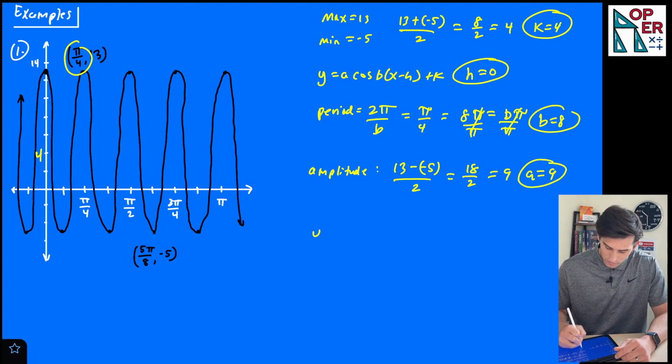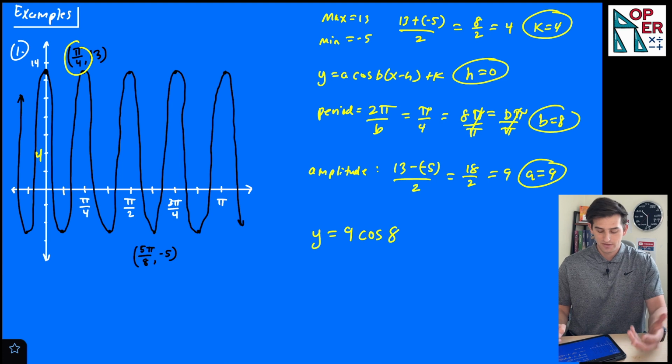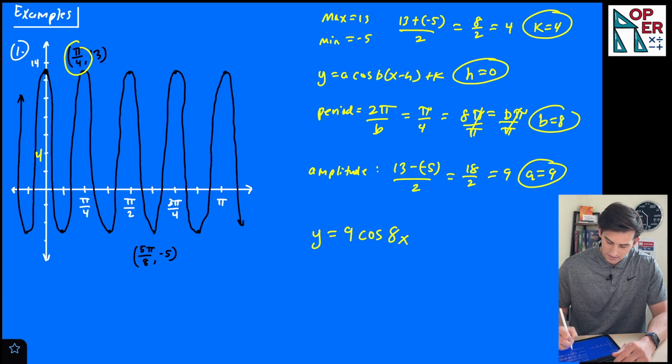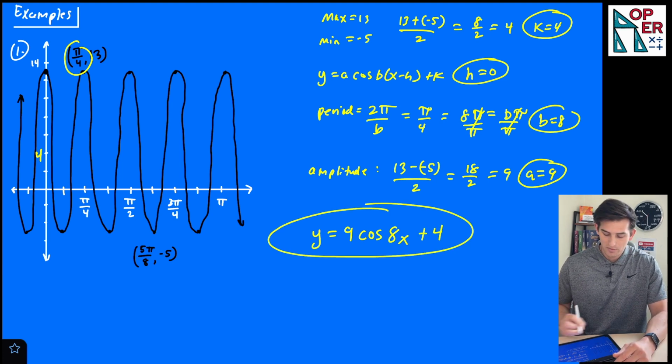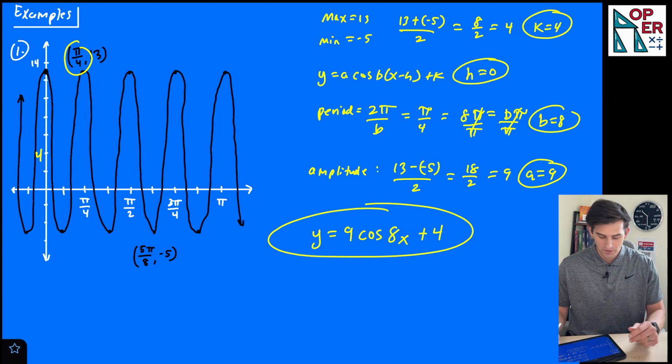So now we can say y is equal to 9 cosine of 8, and we said that h is equal to 0, so this is just 8x, and then plus 4 because k was 4. Okay, so that would be our function for example number 1.